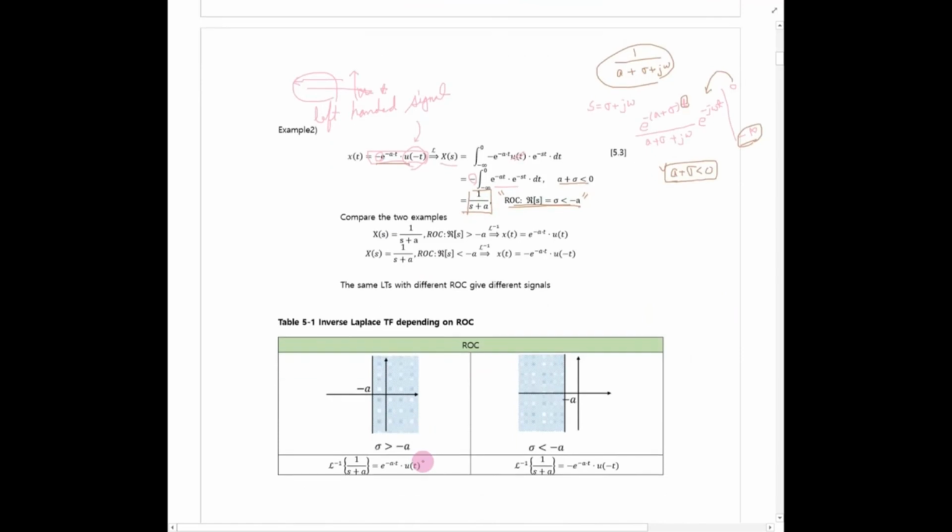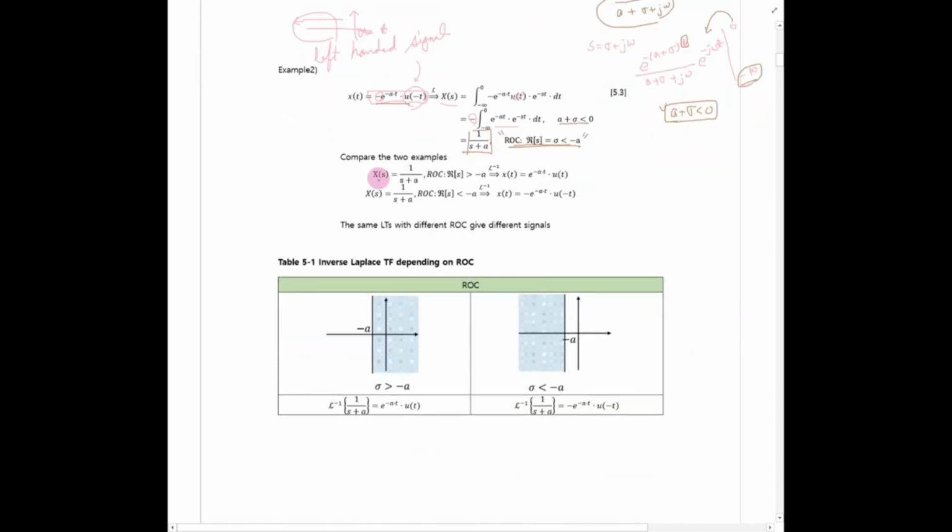Here shows the idea. X(s) has the same expression, 1 over s plus a. These are two different signals with the same Laplace transform but different regions of convergence. One is greater than minus a, one is less than minus a. By taking the inverse, this one gives a right-handed signal, but this one gives a left-handed signal. So the same Laplace transform with a different region of convergence gives different signals.